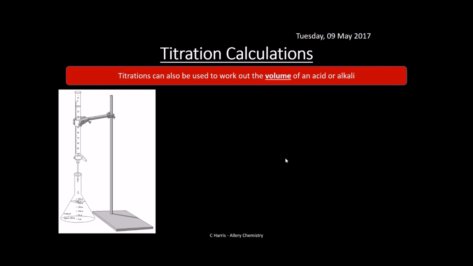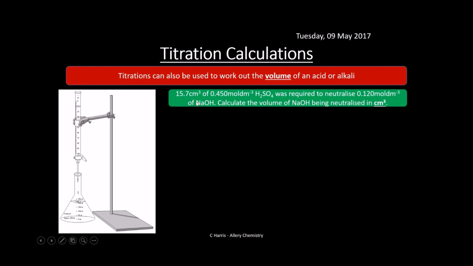Okay, let's look at another example. We can also work out the volume of an acid or an alkali. So here's another example. 15.7 centimeters cubed of 0.45 moles per dm cubed H2SO4 was required to neutralize 0.120 moles per dm cubed of sodium hydroxide. Calculate the volume of sodium hydroxide being neutralized in centimeters cubed.